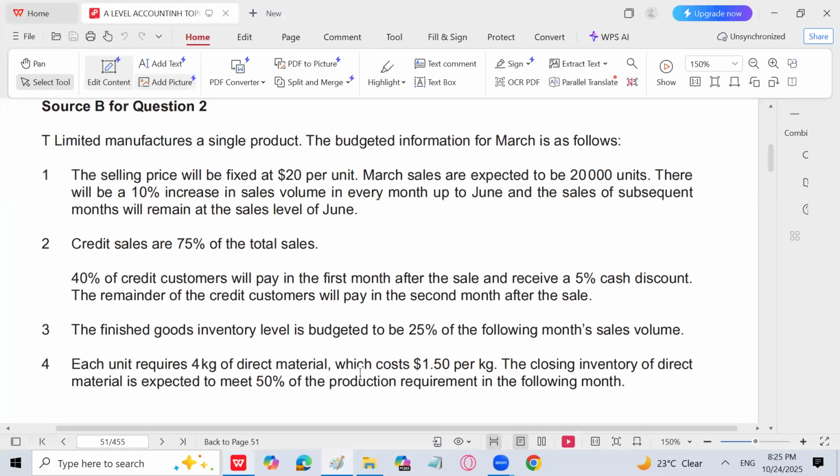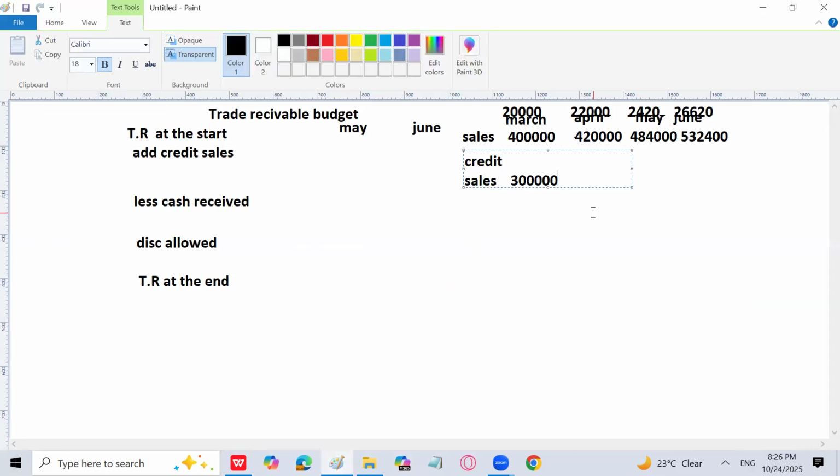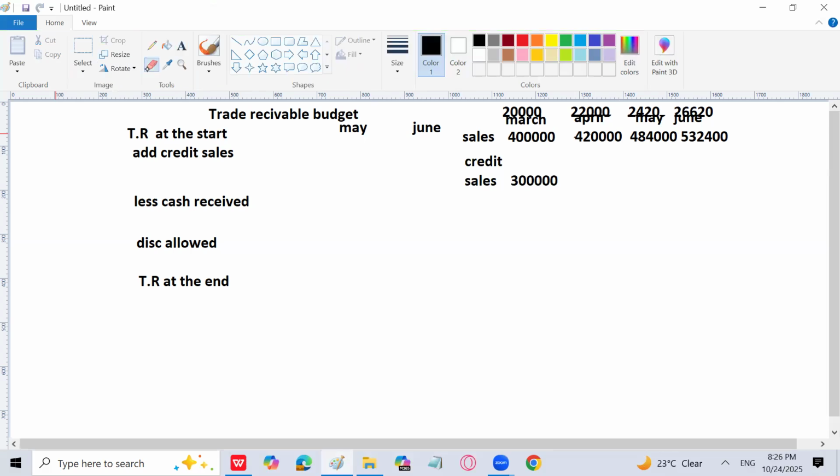Sir, how does it come? Let me clear you. Credit sales are 75% of the total sales. So in March the total sales are 4 lakh, and 75% of that is 3 lakh. Now for April, total sales are 4,40,000, I believe, sorry. And 75% of this is going to be 3,30,000.